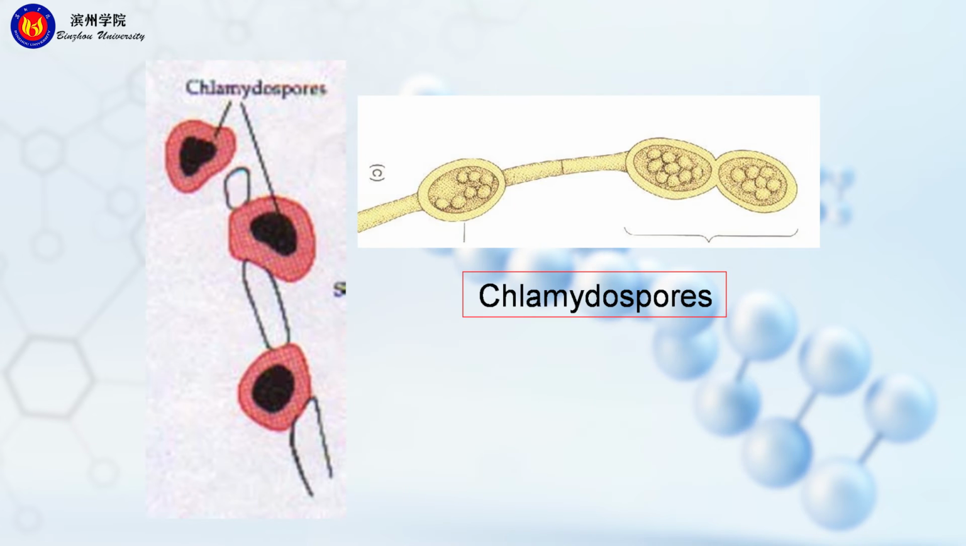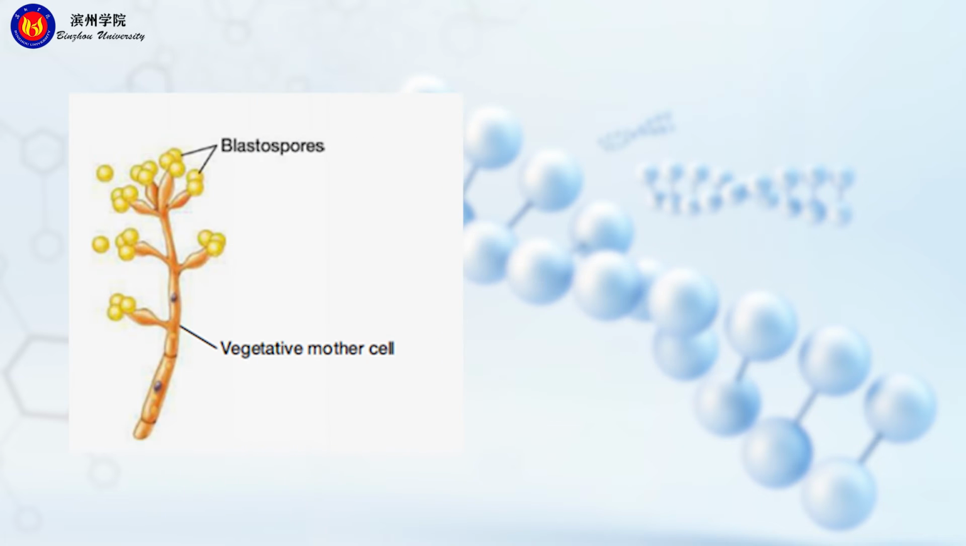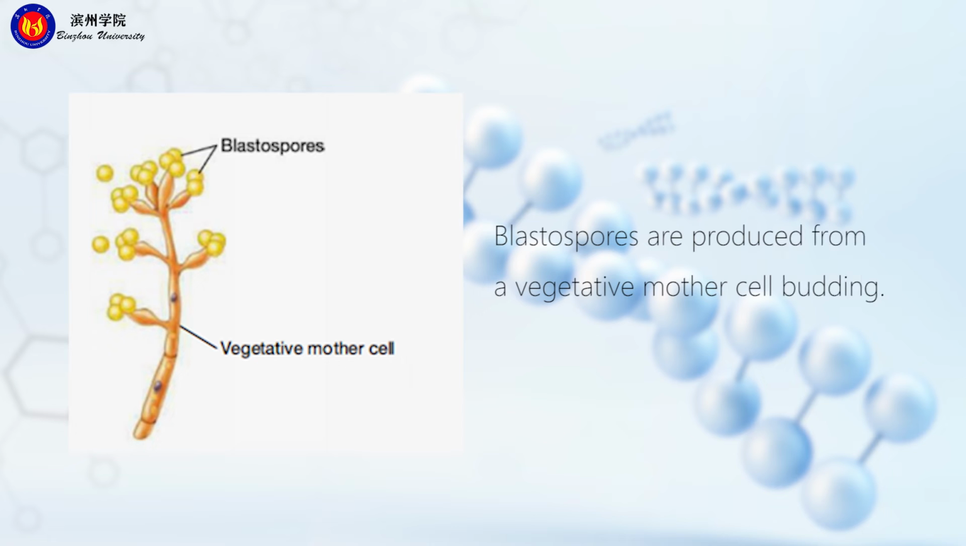This is chlamydospores. Chlamydospores are thick-walled cells within the hyphae. You can see the picture. Around the spores, there is a thick-walled cell. This is blastospores. They are produced from a vegetative mother cell by budding.